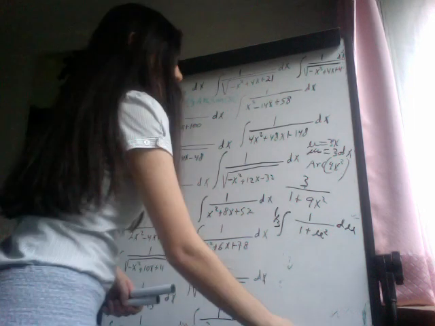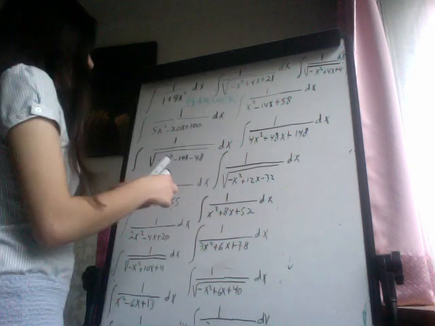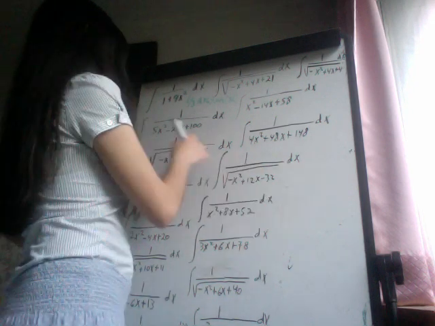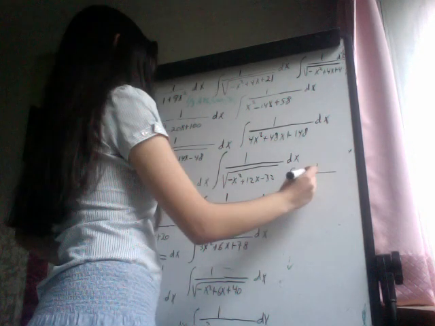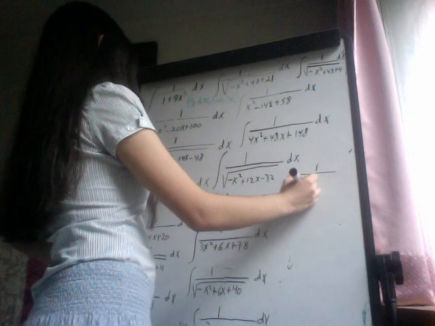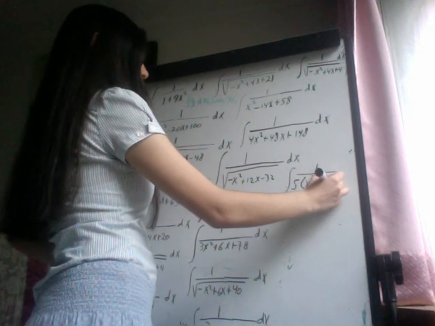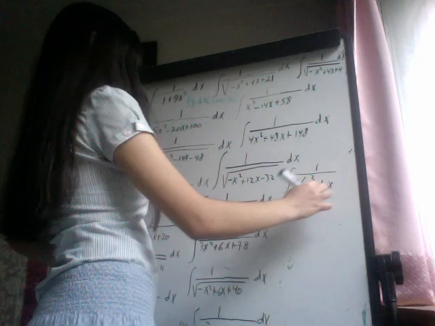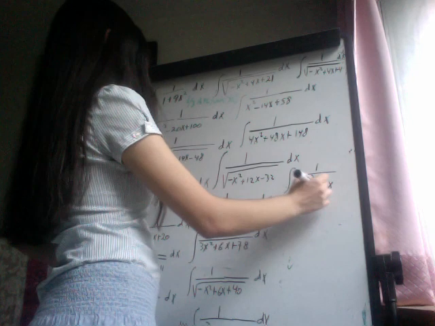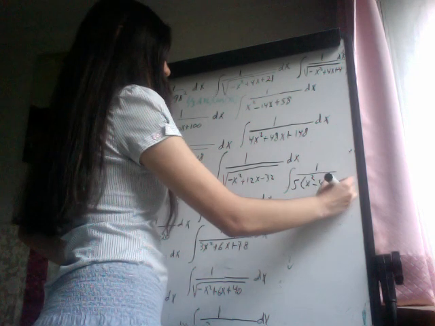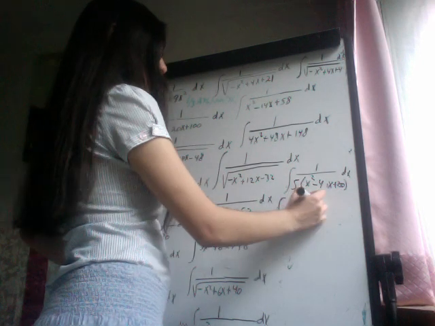So here we have this. We can put it as the integral of 1 over 5x squared minus 20x plus 20 dx. We can complete the square.